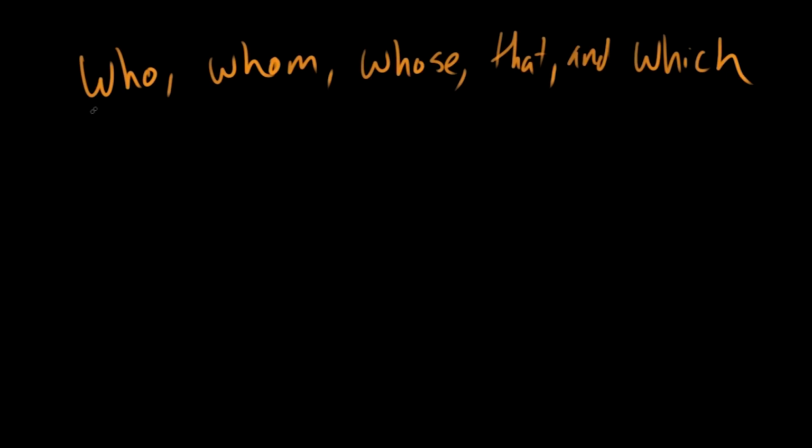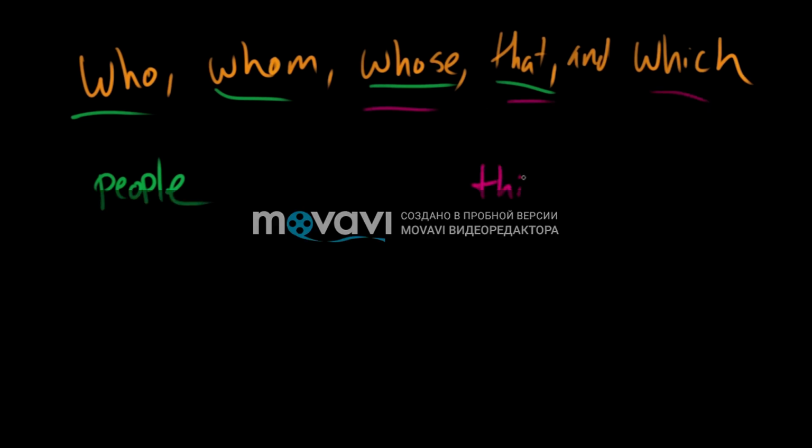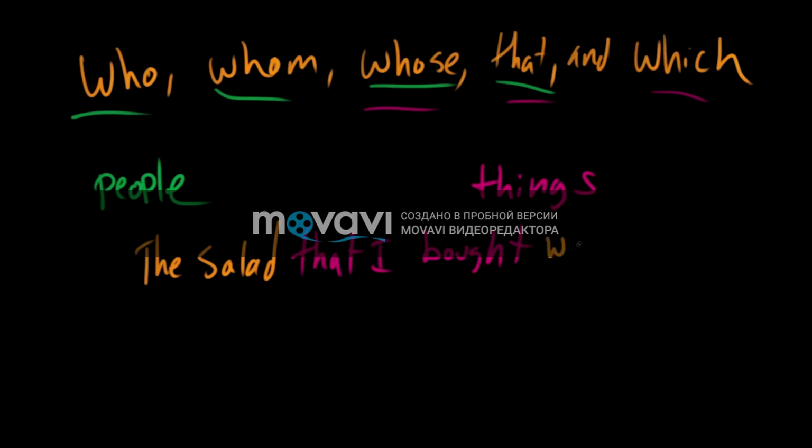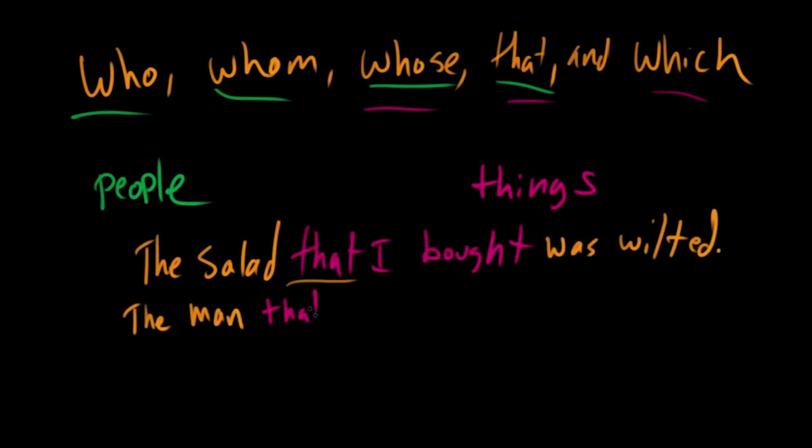And we use them all for different things. We can use who, whom, whose, and that to refer to people. And we can use whose, that, and which to refer to things. Let me show you. You could say the salad that I bought was wilted, but at the same time I can also use that in this sentence: the man that I saw smiled. See, I'm using that to refer to him.